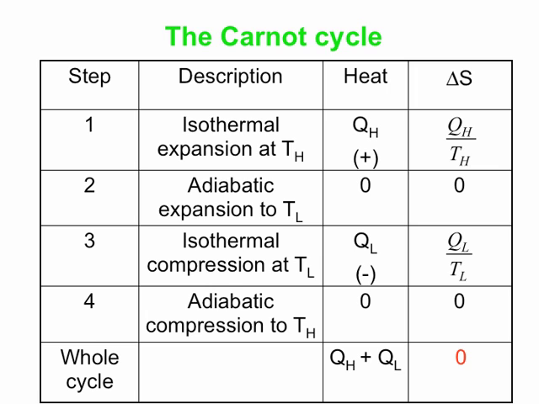Then finally, we do another adiabatic process. This is an adiabatic compression to the original high temperature. This brings us back, in fact, to the original state of the engine before step one. Again, no heat's involved because that's adiabatic, and there's no change in entropy. So for the whole cycle, we've got a net amount of heat, QH plus QL. Remember that QL is a negative quantity, and that's some positive overall amount. QH is bigger than the magnitude of QL. So QH plus QL, where QL is negative, is a positive quantity, but delta S, in fact, is 0.